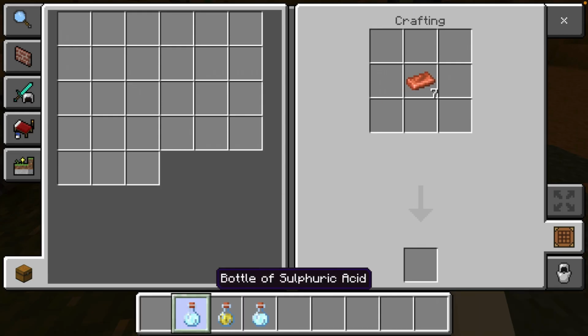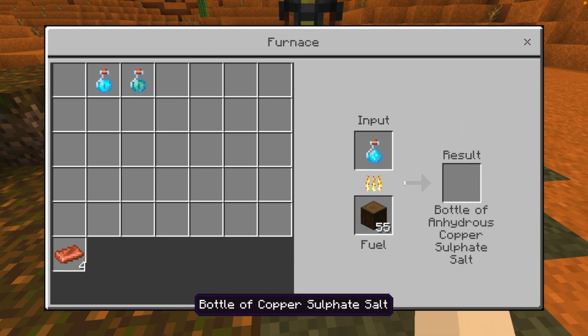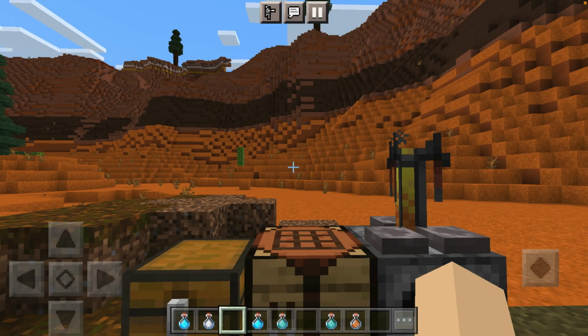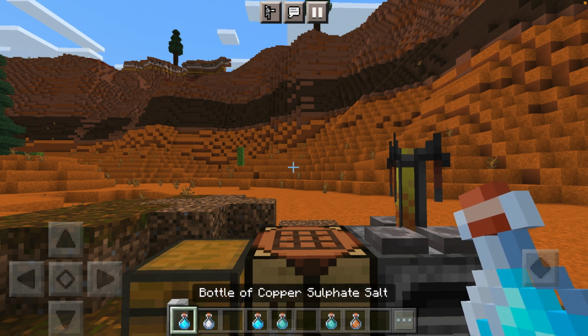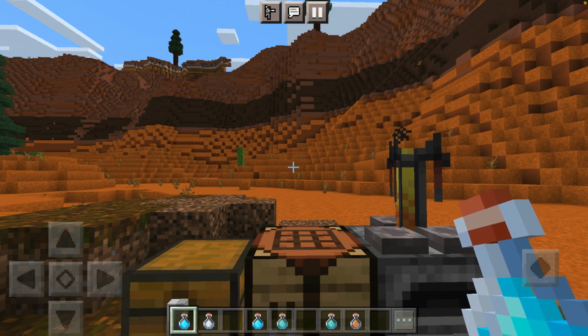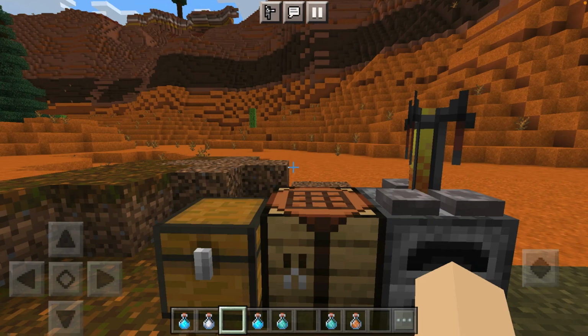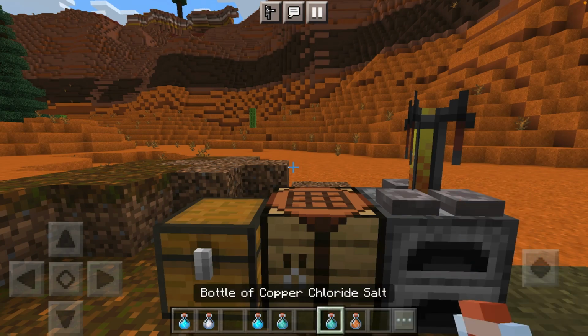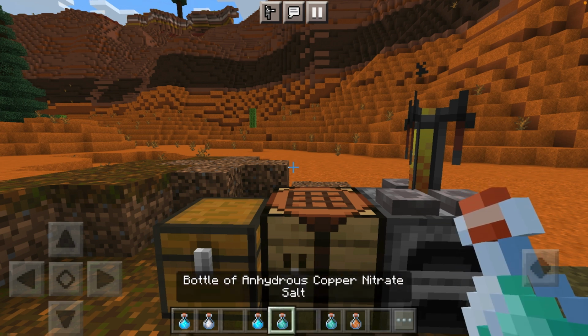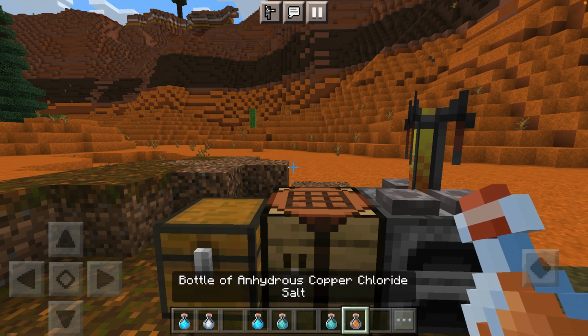We can also make copper compounds using copper sheets. A little cool thing about certain copper salts is that they can exist in two different states, one where there's water within the salt and the other where there's no water within the salt, so like one wet and one dry. And the cool thing about it is that they have different colors in both states. As you can see here, this is copper sulfate, which is blue, and then when we go for anhydrous copper sulfate, you can see that it's white. This works the same for copper nitrate and copper chloride. So as you can see here, this is anhydrous copper nitrate and this is anhydrous copper chloride.